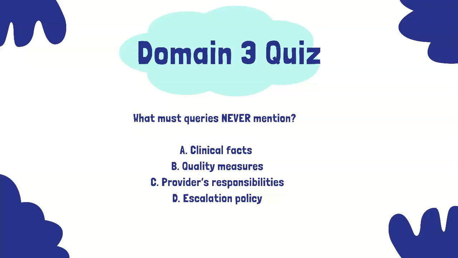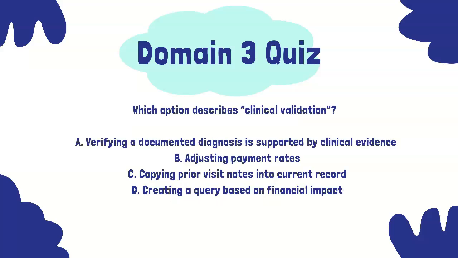If you said B, quality measures, you are correct. According to page 5, impact on reimbursement, quality measures, or other reportable data must not be included. On to the next question. Which option describes clinical validation?